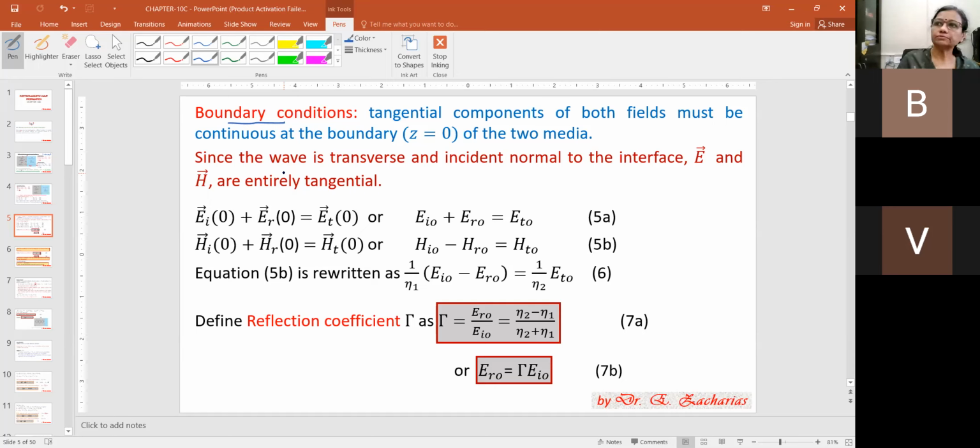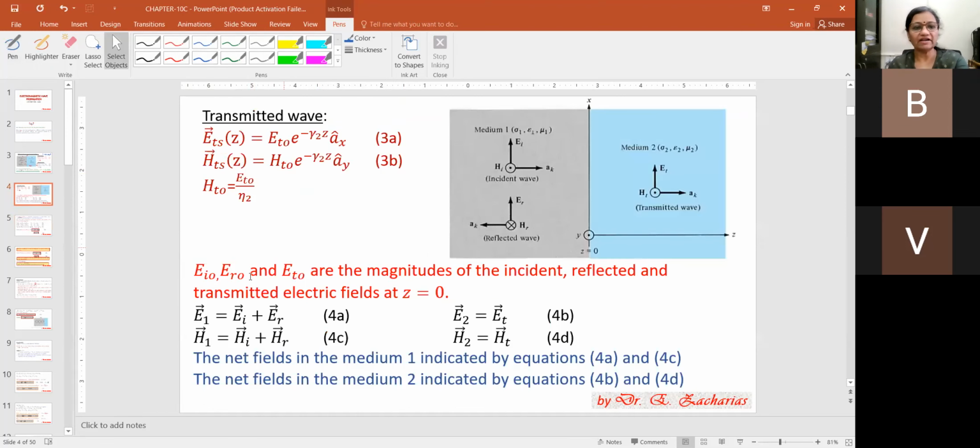Next, I had written the vectors E1 and E2. Let me go to the previous thing. I had written E1 and E2. Now all of them are tangential. So I can simply say that E1 equals E2 and H1 equals H2 at the boundary.